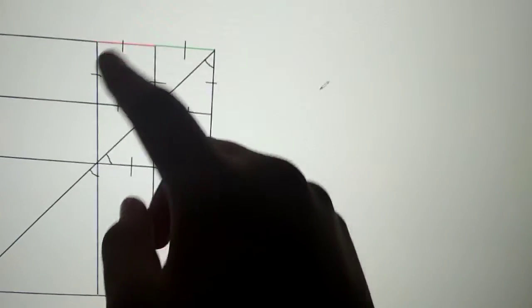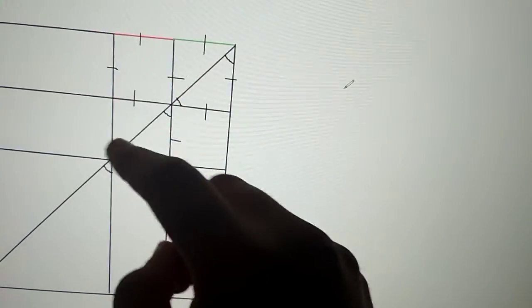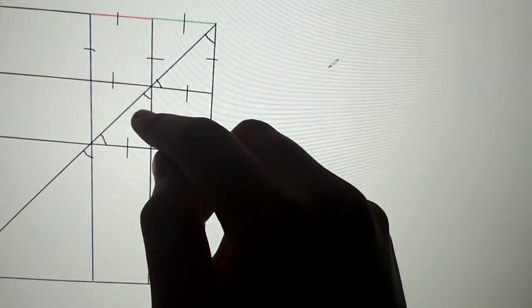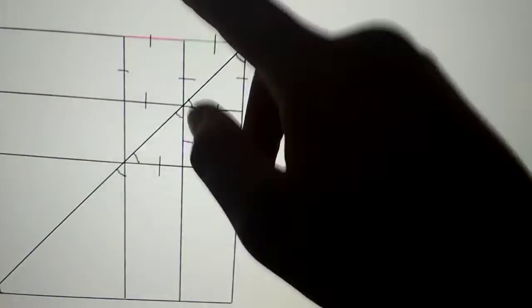So we have that this is at the same base as this, because this is equal to this. So these two are at the same base. So this will be equal to this, because two parallelograms on the same base and between the same parallels are equal to each other. So this is equal to this.